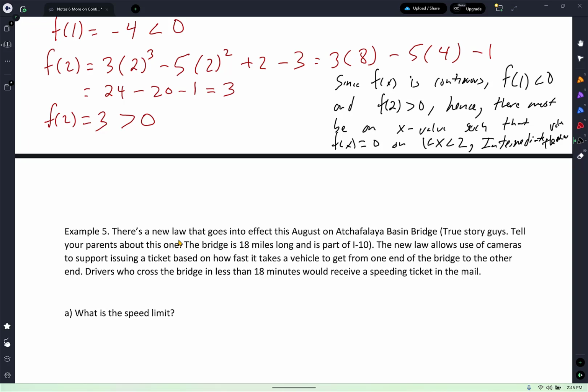How do I pronounce that? Atchafalaya? Did I say that right? Atchafalaya Basin Bridge. Has anyone ever heard of that bridge? True story, guys. Tell your parents about this. The bridge is 18 miles long and it's part of I-10.